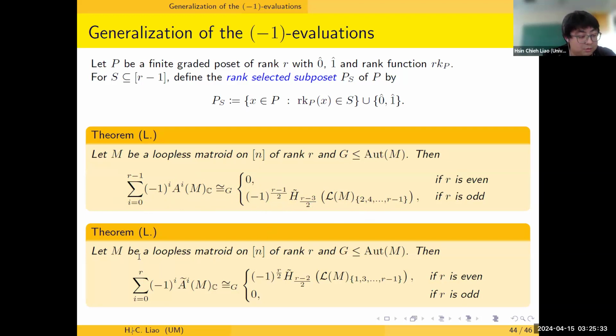And when M is loopless, in the augmented case, we get the other half. So this virtual representation is isomorphic to the top reduced homology of the lattice of flats, but now we select the ranks to be this set. So this is the G action on these homology groups.